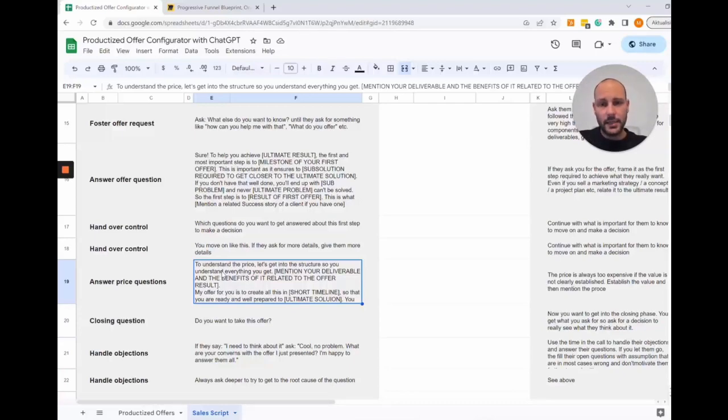To understand the price, let's go into the structure of the offer so you understand everything you get. And then you mention the deliverables and also the sub-solutions related to the deliverables. For example, if you create ads, right, as part of your whole offer, as part of your funnel or your campaign, then the ad is one component. It ensures to attract the right clients. Then you create the website. The website is the next component. It ensures to convert minimum 15% of visitors into leads, and so on. Okay, you always want to go with the feature, mention what they get, and then the benefit that is related to it.